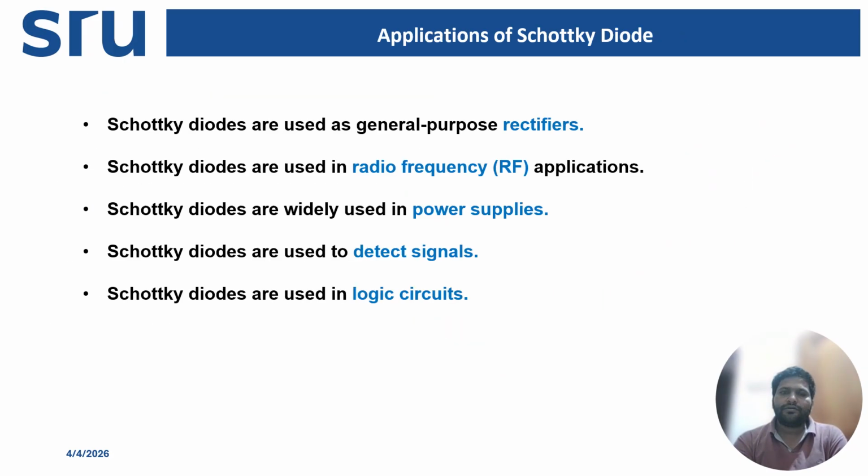So, applications of the Schottky diode. Schottky diodes are used in general purpose rectifiers. Schottky diodes are used in radio frequency amplification. Schottky diodes are widely used in power supplies, in detecting signals, and in logic circuits. So this is all the information regarding the Zener diode and Schottky diode.